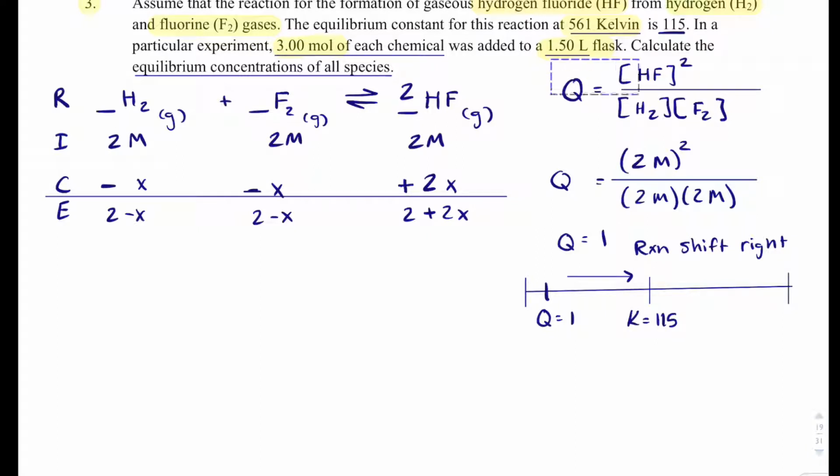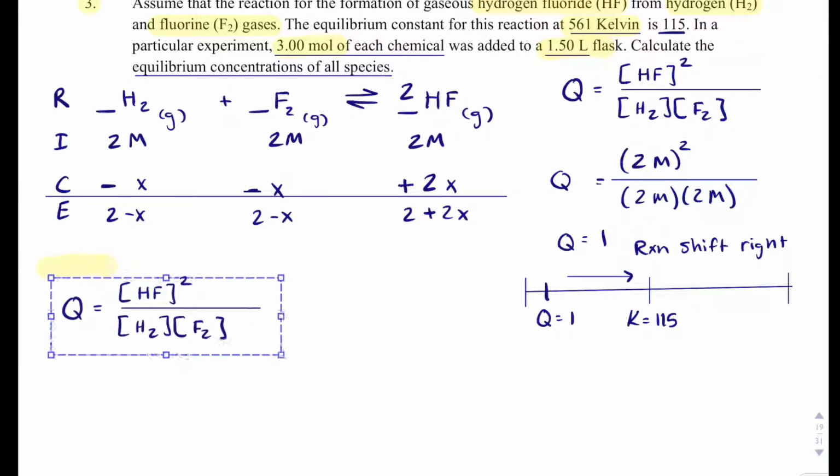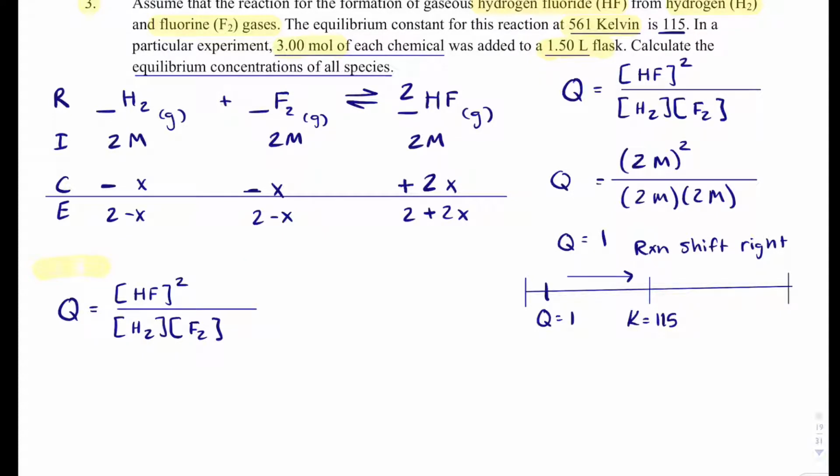And I'm going to copy this just to make my life a little bit easier, and I'm going to write my K expression, and K is solved for the exact same way as Q, and this is going to end up being HF, which is 2 plus 2x squared, and then H2 is 2 minus x, F2 is 2 minus x.